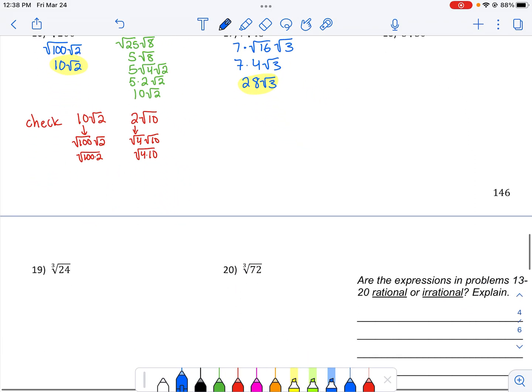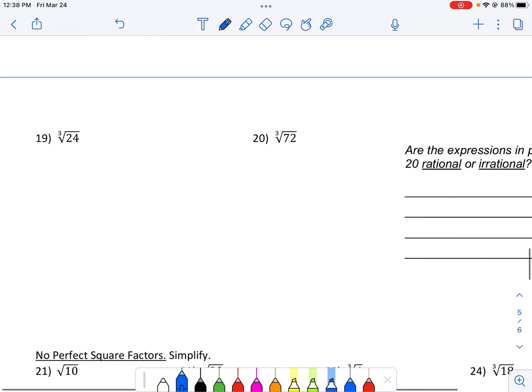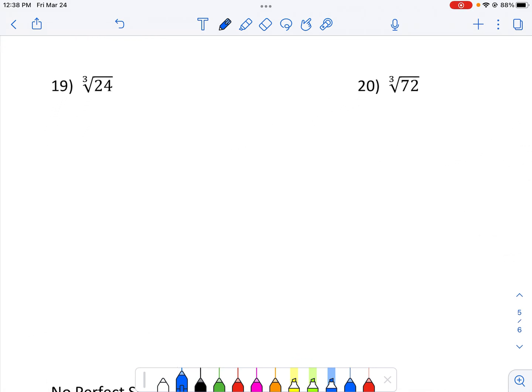Let's jump down. We'll go all the way down to the cube root here, cube root of 24. So same idea, except I'm looking for the largest perfect cube factor of 24. So my cubes: 1 cubed is 1, 2 cubed is 8, 3 cubed is 27. I'm already getting too big here. So I know the biggest perfect cube factor of 24 is 8. This is 8 times 3. The cube root of 8 times the cube root of 3. I end up with 2 times the cube root of 3 as my answer here.